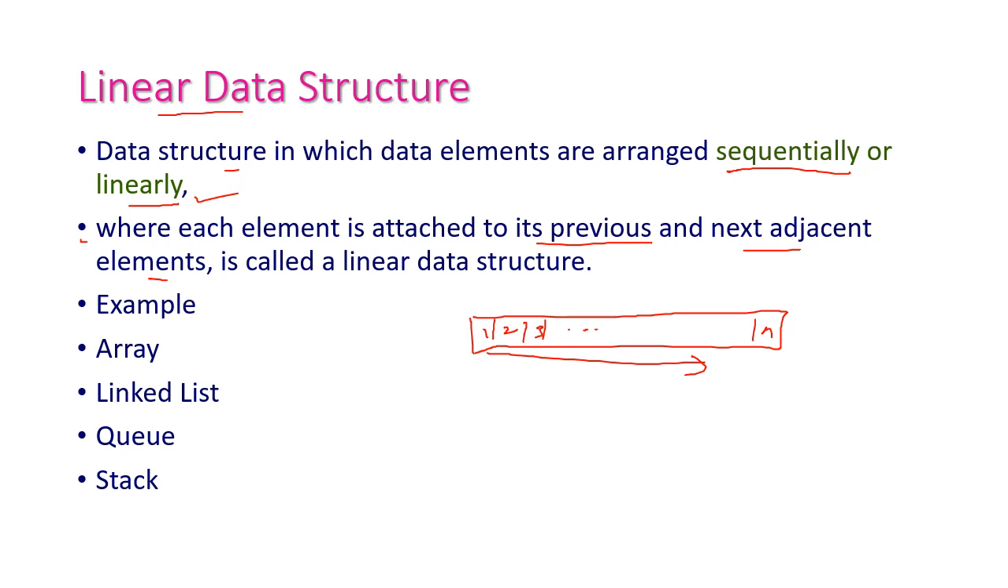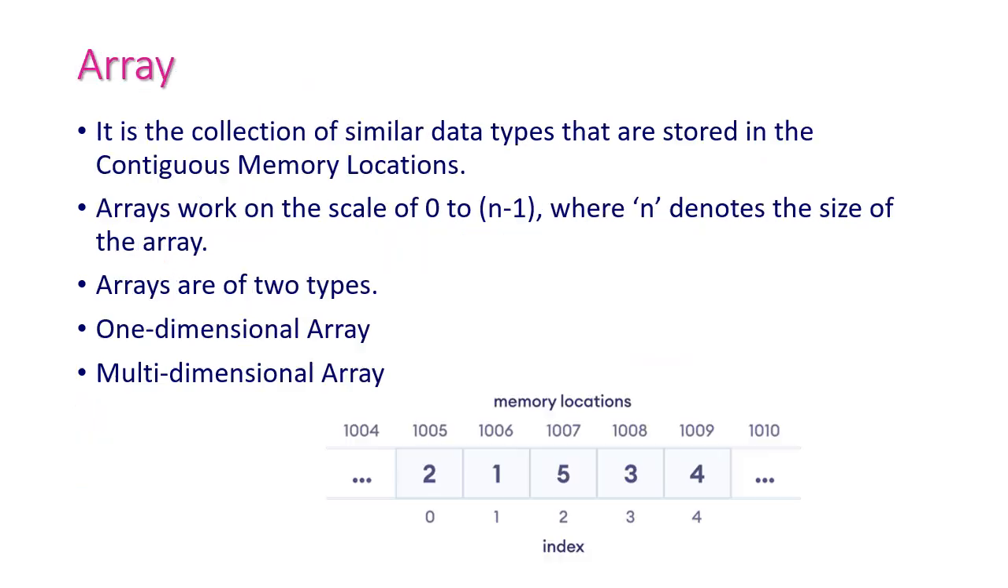Here, there are four important types of linear data structures. First one is array, second one is linked list, queues, and stack. Let us see those things one by one. The first type is array structure. Array is nothing but the collection of similar data types which are stored in contiguous memory locations. So for example, this is an array. So in the memory, the data will be stored here. So this is the first data.